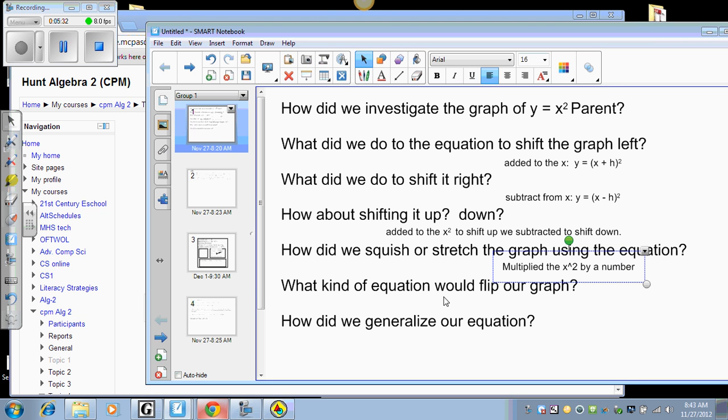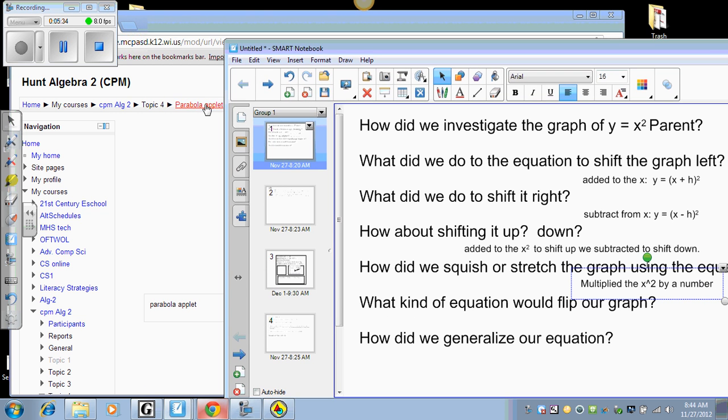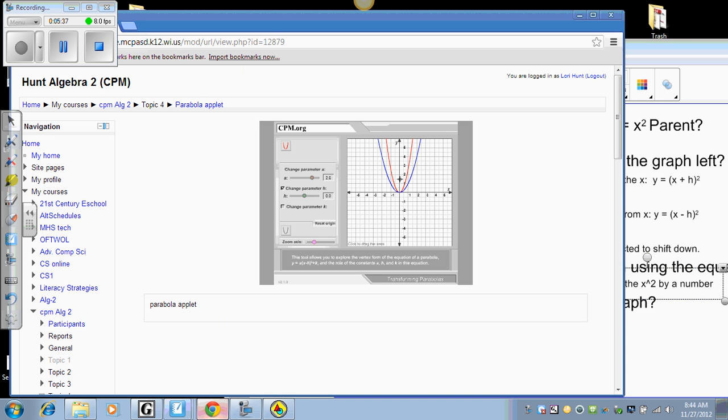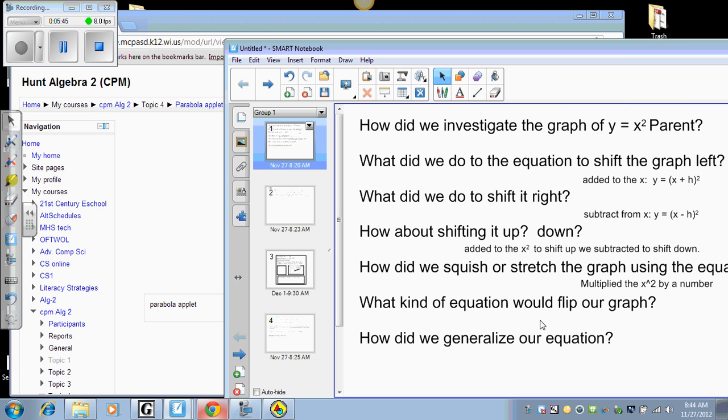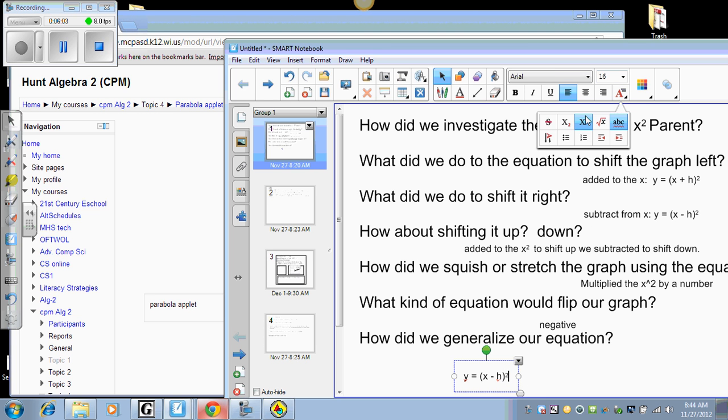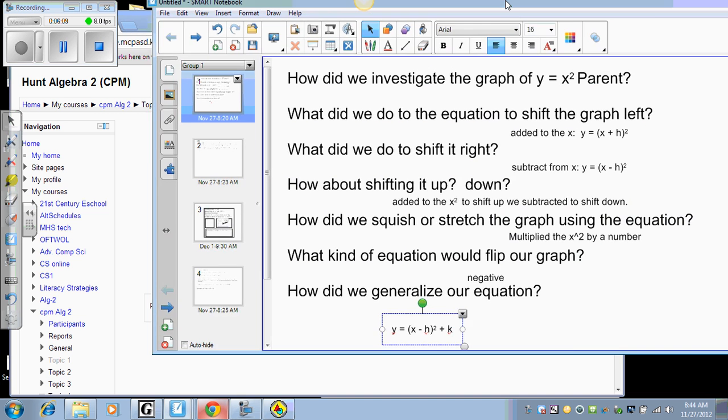So what kind of equation flipped it? Do you remember what value of A flipped it? If we change the value of A to a negative, it got flipped over. So this is how I would answer those questions. And then how do we generalize our equation? We put y equals x minus some value, squared, plus some value. So that's how we generalize that.